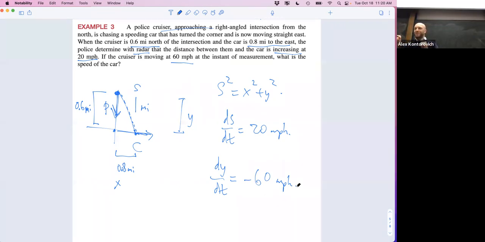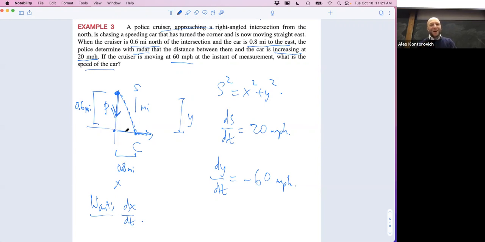So far, so good. And presumably the question is, what's the speed of the car? What's the speed of the car? So we want to know dx, we want dx dt. Okay, does that make sense? So far, so good? Okay.